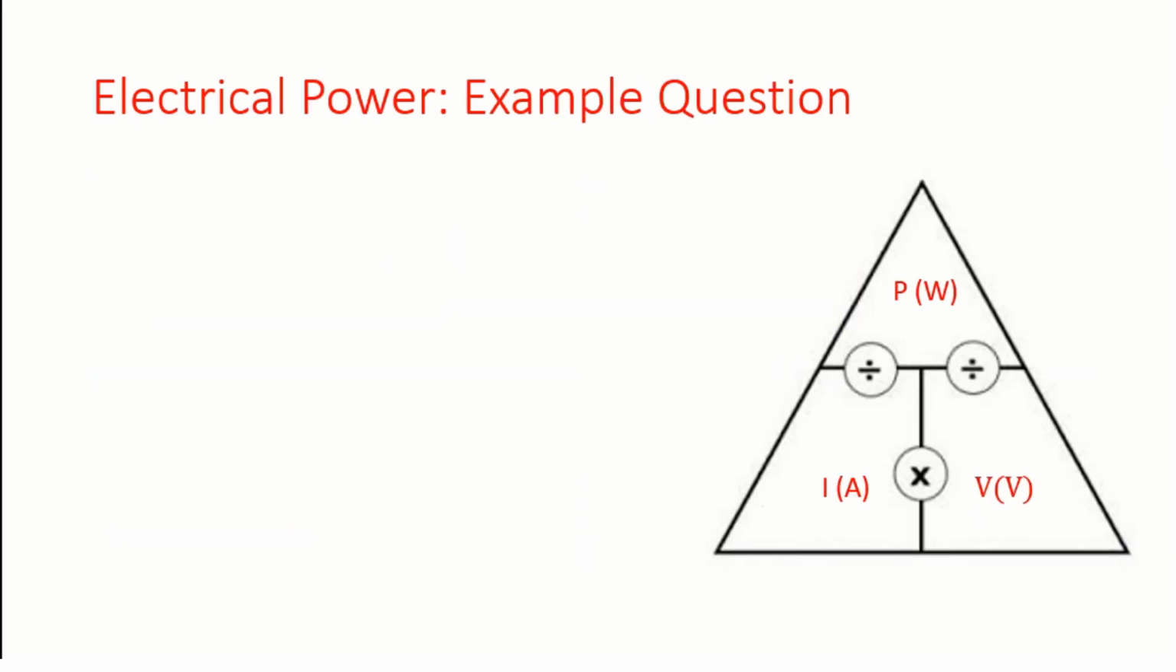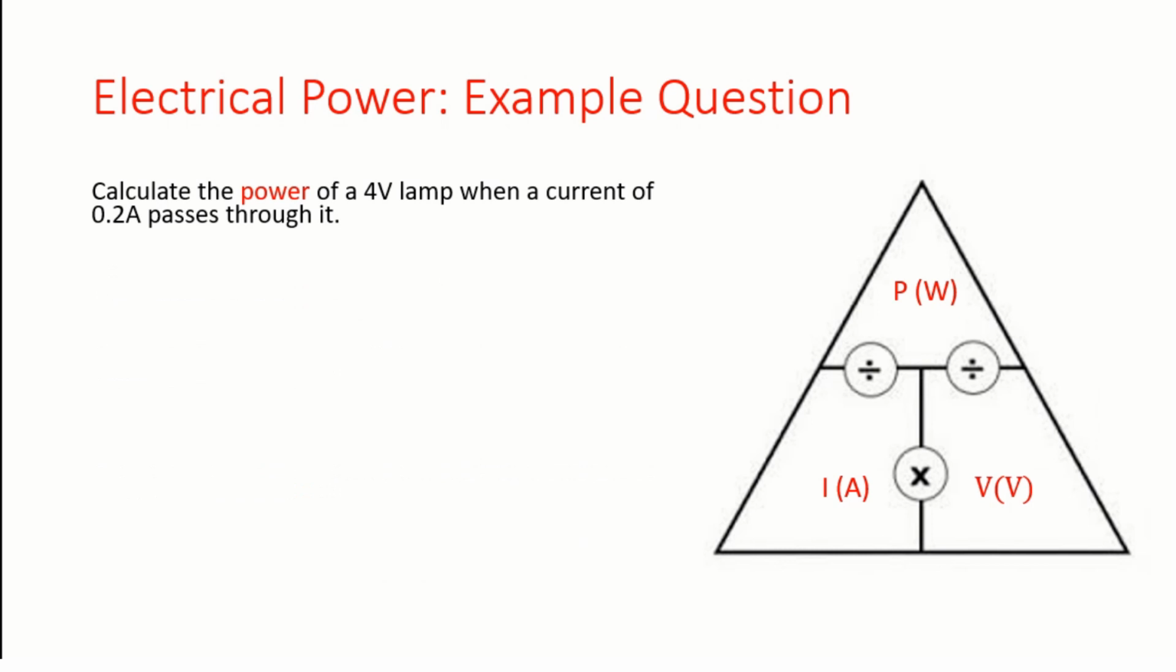There's our triangle there. We're going to use this one to calculate the power of a 4-volt lamp when a current of 0.2 amps passes through it. Now, regardless of whether you're in my lessons or not, I suggest you pause at this point and have a go at the question. Okay, let's have a look at the answer.